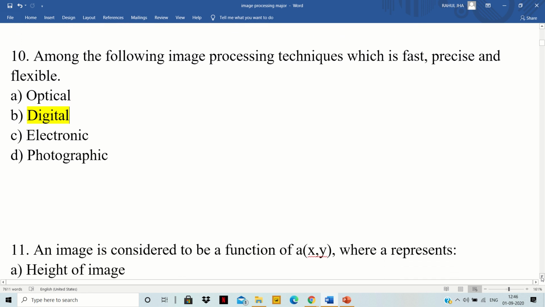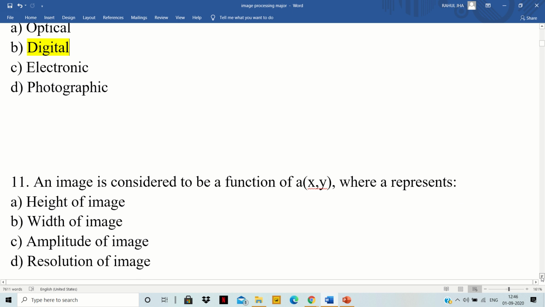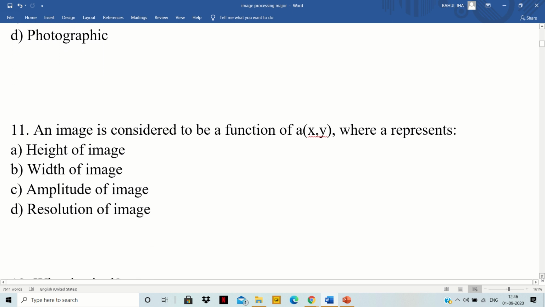Next question. An image is considered to be a function of a(x, y), where A represents: A, amplitude of image; B, width of image; C, height of image; D, resolution of image. So the right answer will be A. This A always represents the amplitude of the image.